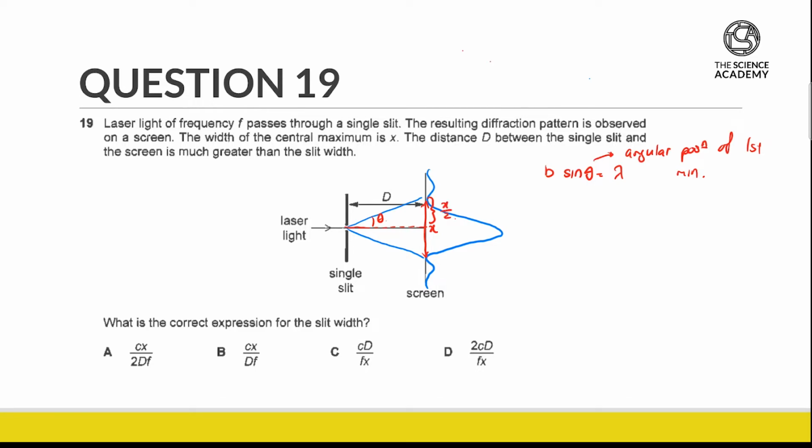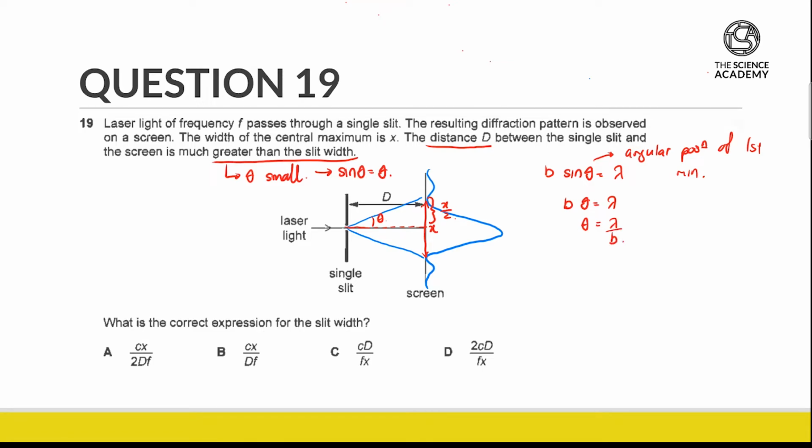From here, let's just read the question a little bit more. We are told that the distance d between the single slit and the screen is much greater than the slit width. So if the distance d is much greater than the slit width, then we can safely assume that theta is going to be small. So if theta is small, this implies that sine theta is equal to theta. So we have b times theta is equal to lambda, and therefore theta is equal to lambda over b.